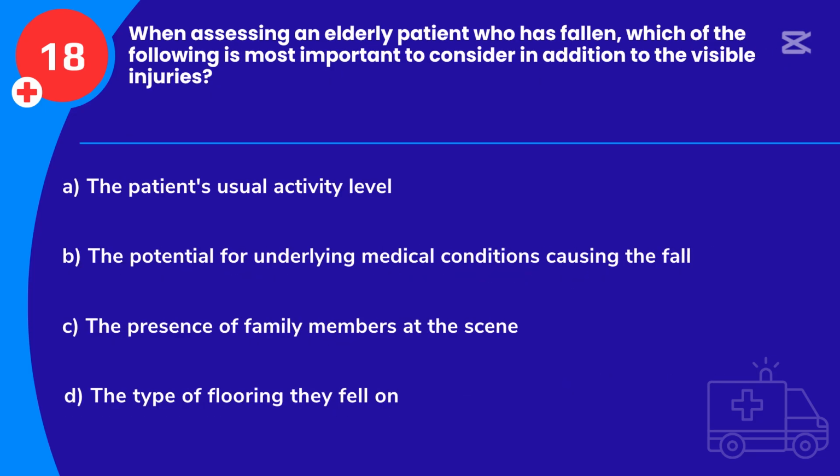Question 18. When assessing an elderly patient who has fallen, which of the following is most important to consider in addition to the visible injuries? A. The patient's usual activity level. B. The potential for underlying medical conditions causing the fall. C. The presence of family members at the scene. D. The type of flooring they fell on.